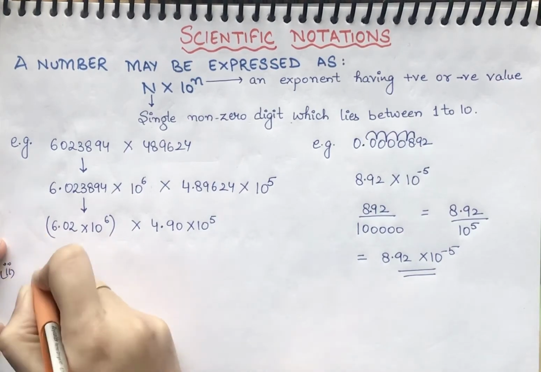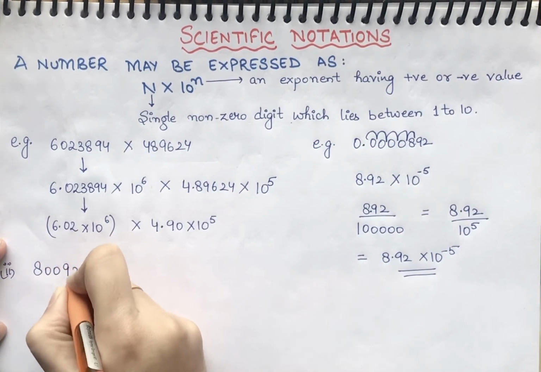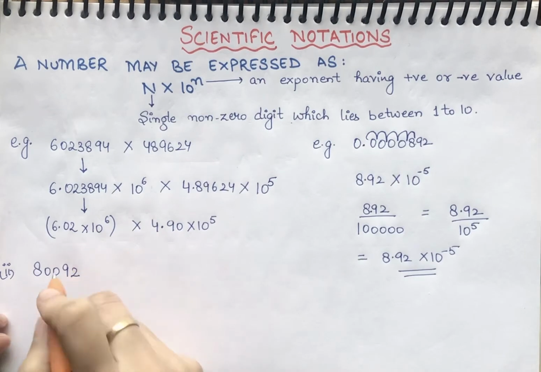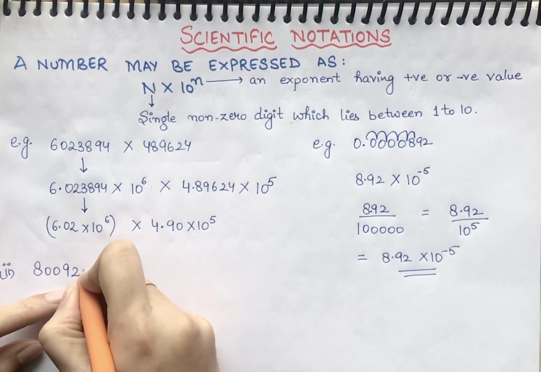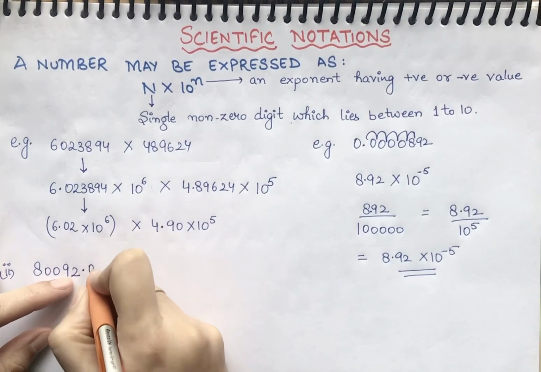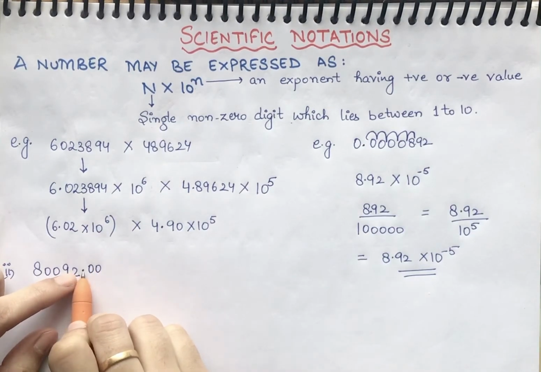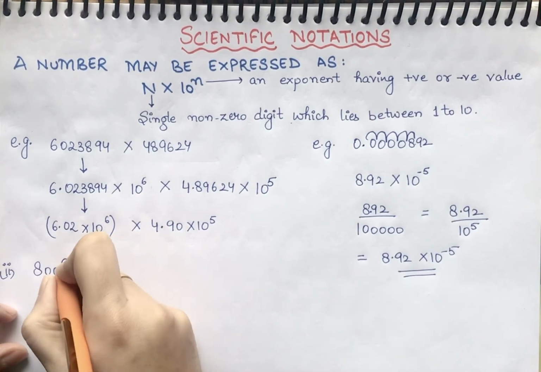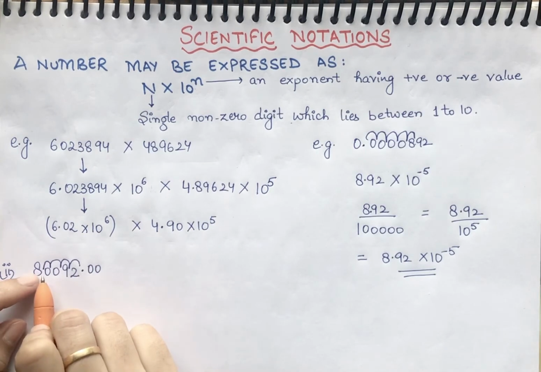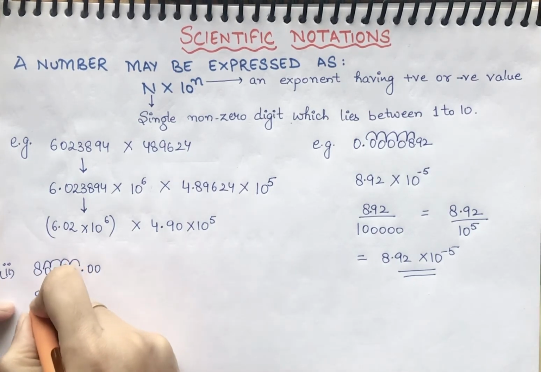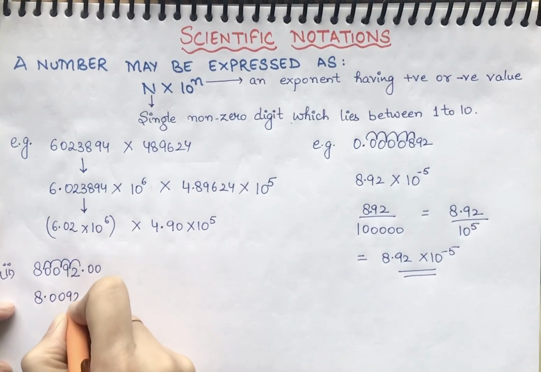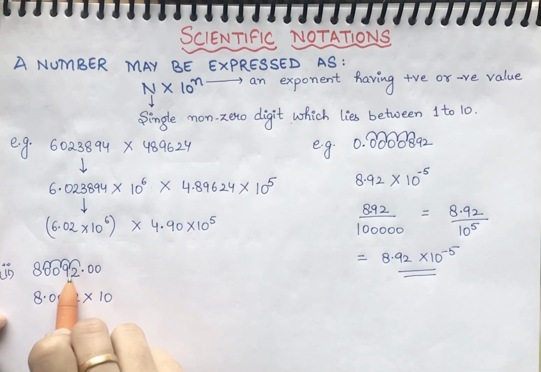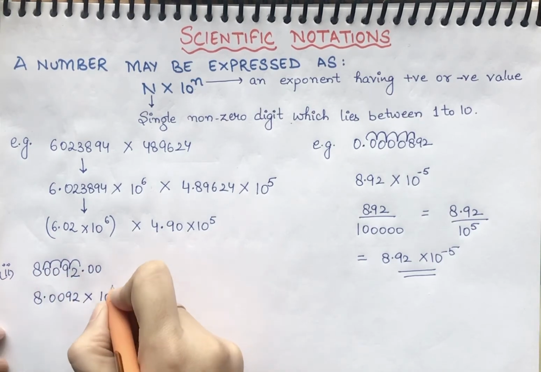I have 80092 (written as 80092.00). I want to write this value in scientific notation. I can imagine a decimal here with 00 after it, so the decimal is on the right side. I want to move this decimal to the left side. I take one non-zero digit here, so it will be 8.0092. Now I am moving the decimal, so 10 raised to a power. How many digits am I moving? 1 2 3 4, so 10 raised to power 4.